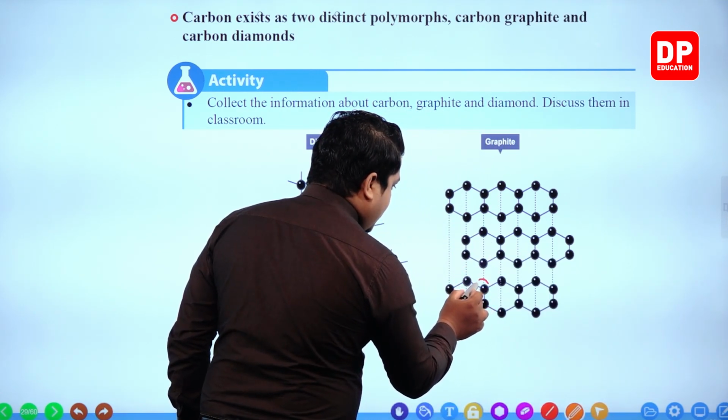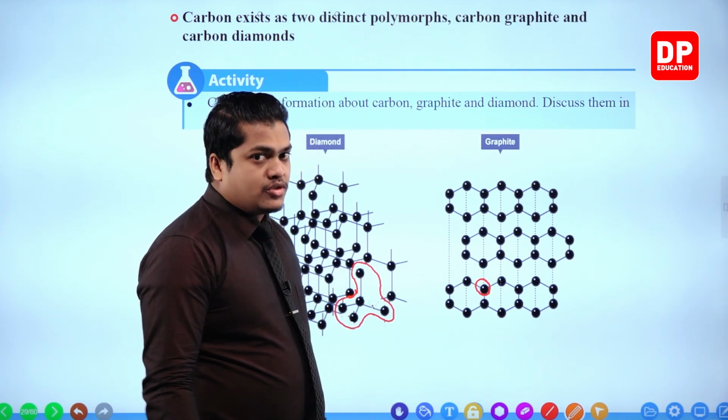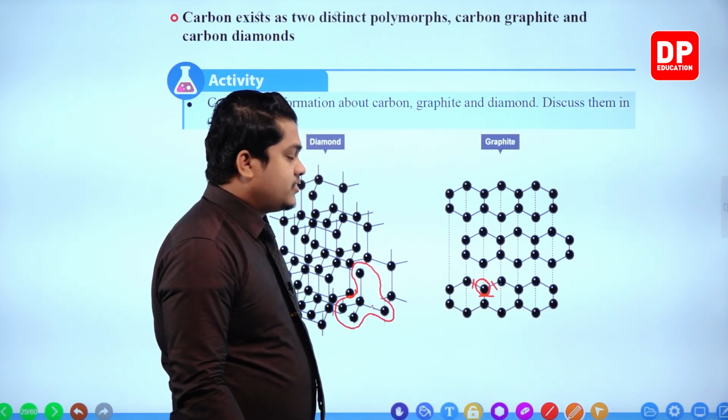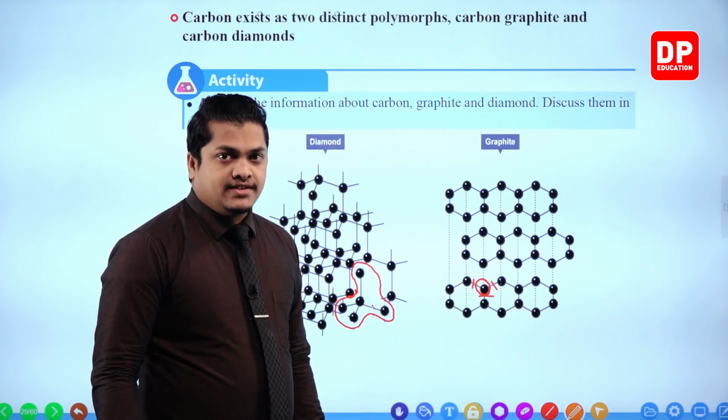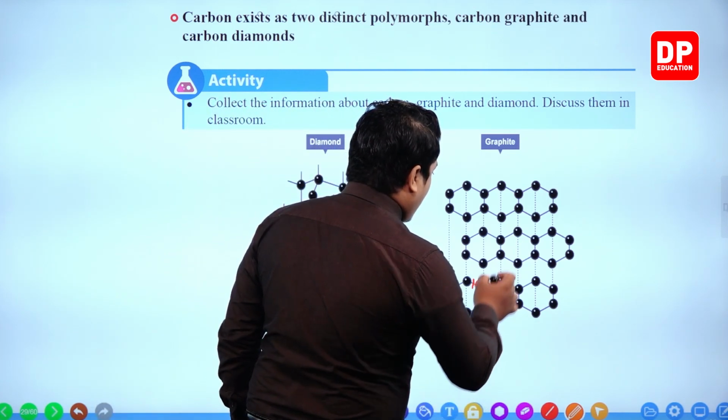Count how many bonds are there. Let's take this one, this red colored one. Now let's count how many bonds are there. See, 1, 2, 3. There are only 3 bonds. Can you see that?